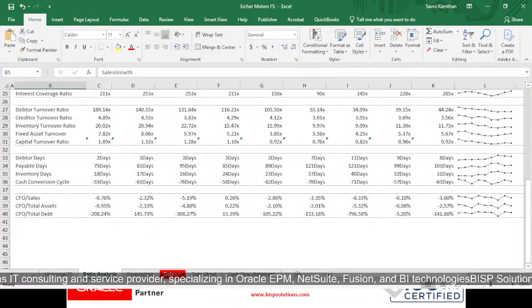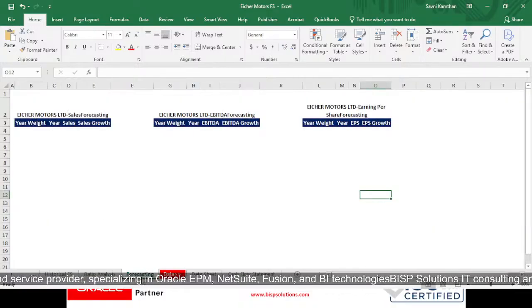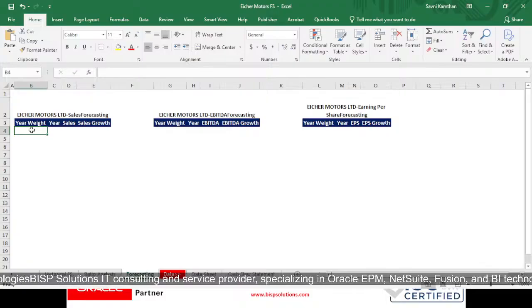Now what we will be doing is completing our forecasting. Forecasting is not 100% accurate, but we can do it for our company. So I am taking first of all forecasting for my sales, and then I will be taking it for my EBITDA and earnings per share.